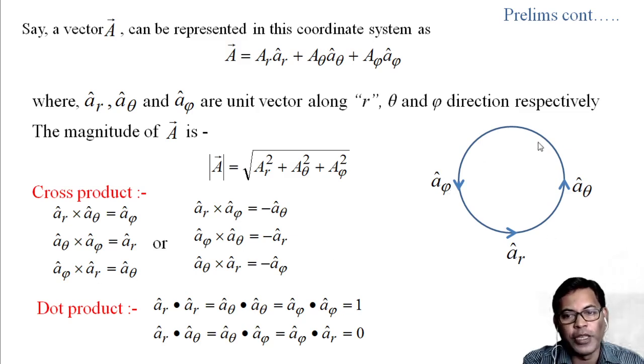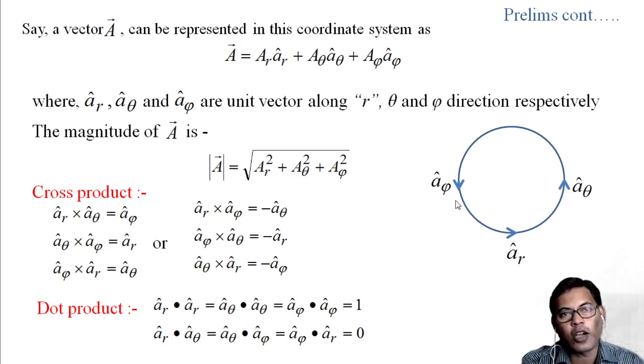Now, if we move in the clockwise direction, it will be negative. So, here a_r cross a_phi will be equal to minus a_theta, a_phi cross a_theta will be equal to minus a_r, and a_theta cross a_r will be equal to minus a_phi.